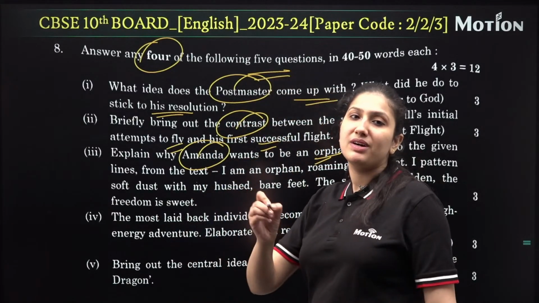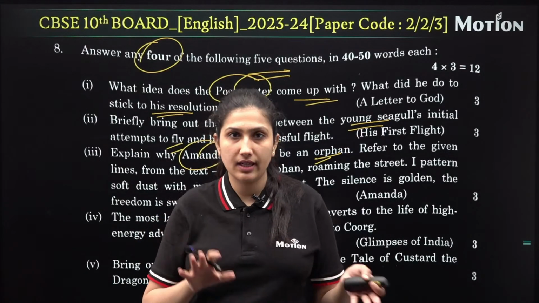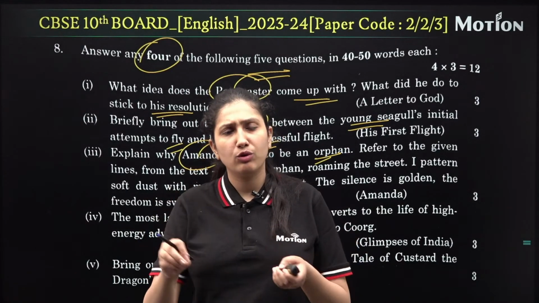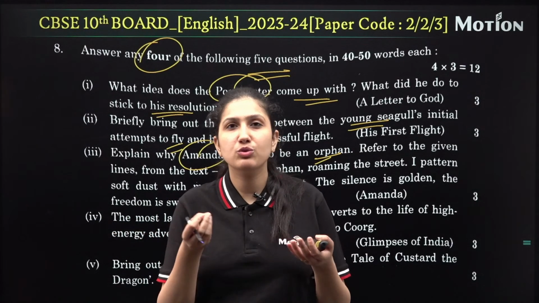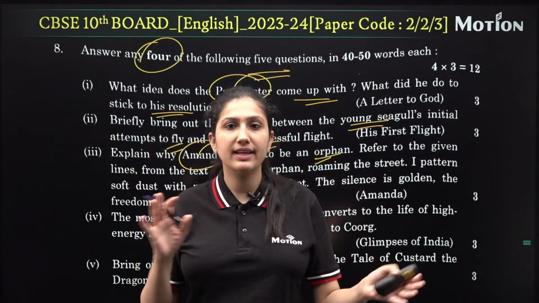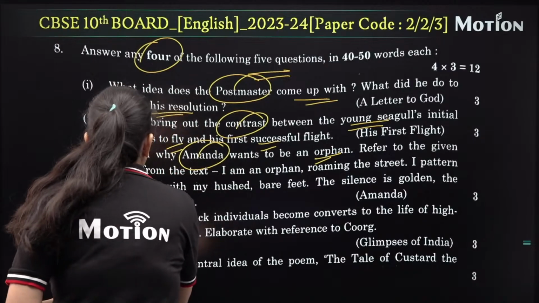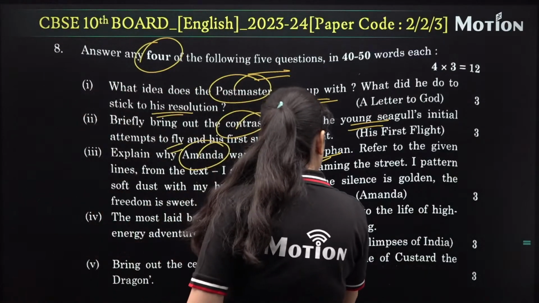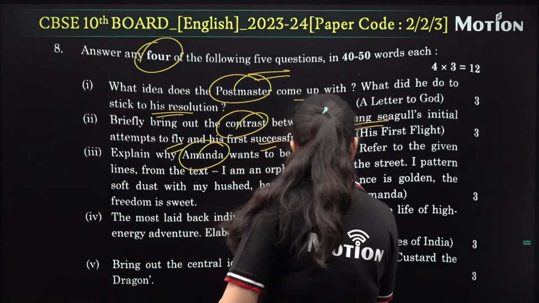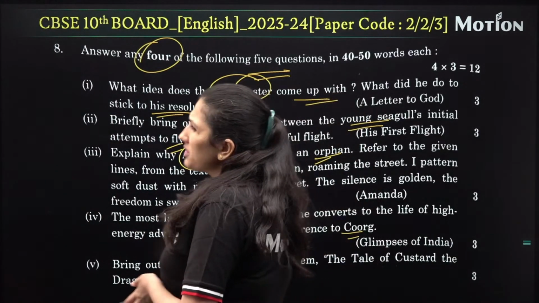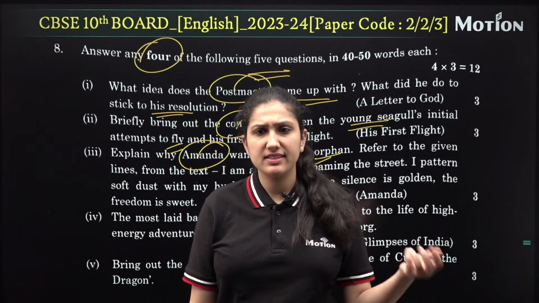Explain why Amanda wants to be an orphan. Because her mother nags her and she doesn't want to listen anything about shoes or about anything all the while. So she wants to be an orphan, because orphans don't have anyone to scold them. Next. The most laid-back individuals become converts to the life of high-energy adventure. Elaborate with reference to Kurj. All right. So this is about the story of this Arabs and all, no? When they came for fight and they stayed there only.